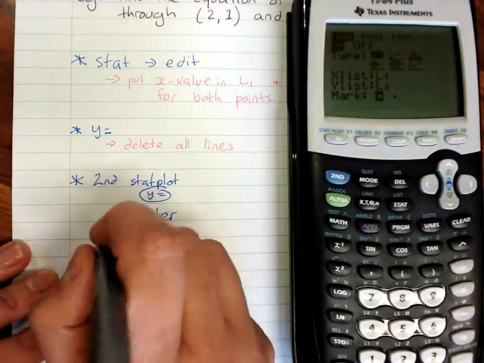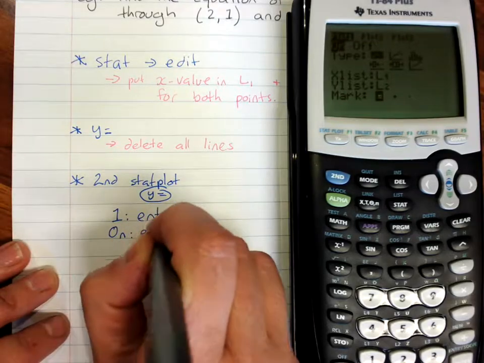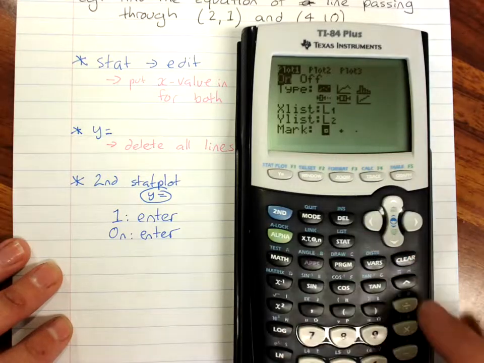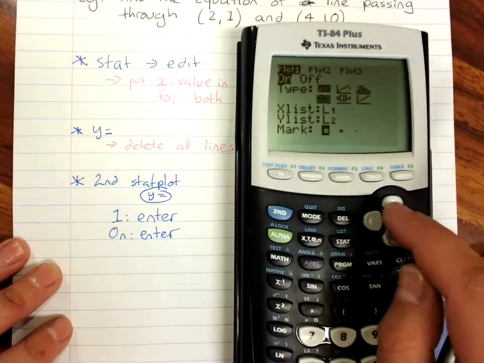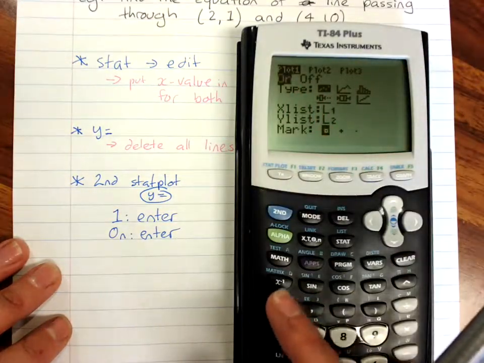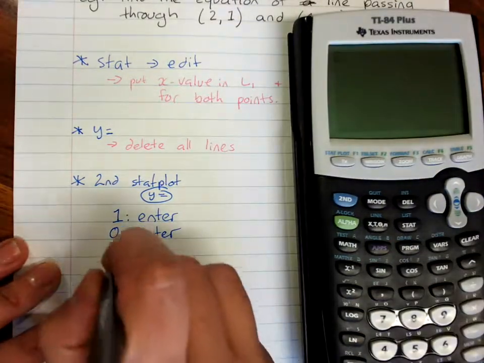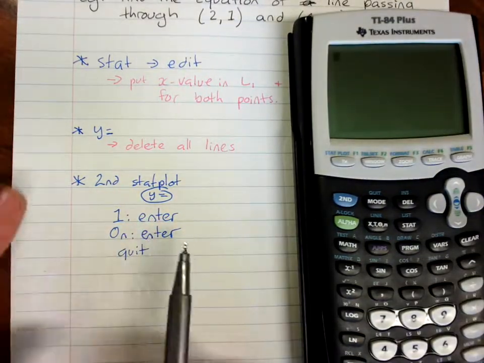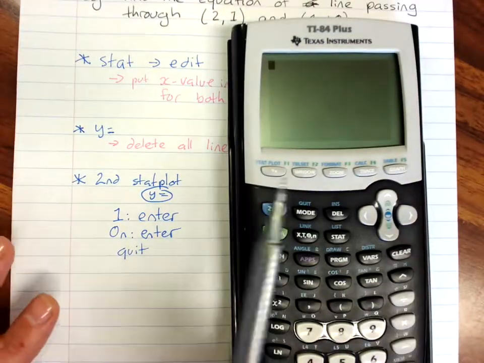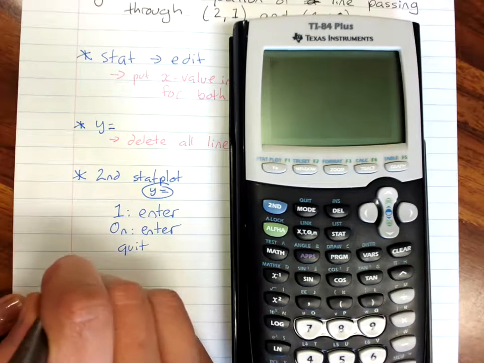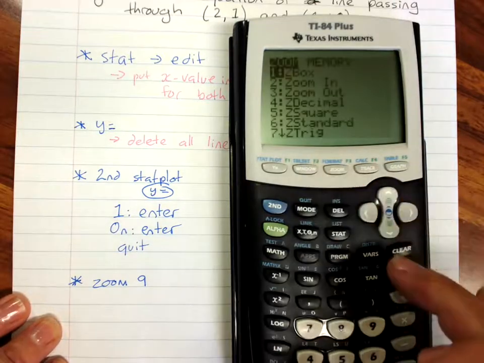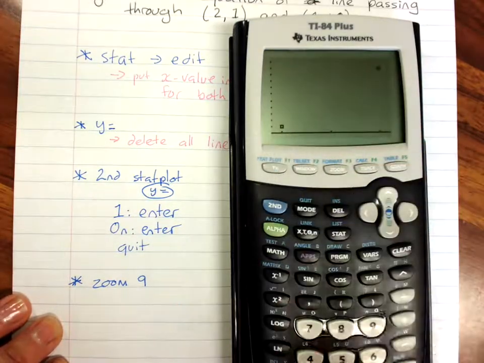So on and enter. Check that the type is this scatter plot, the first one. It should be highlighted, don't go changing these around. Everything else stays the same. All you've done is turn that on and quit out of that. So this has just turned on scatter plots. Now, to graph, I told you this one already, you do zoom 9, and that graphed those 2 points for you.